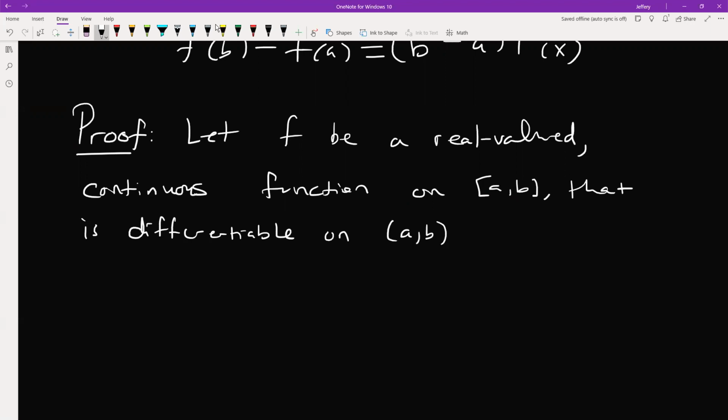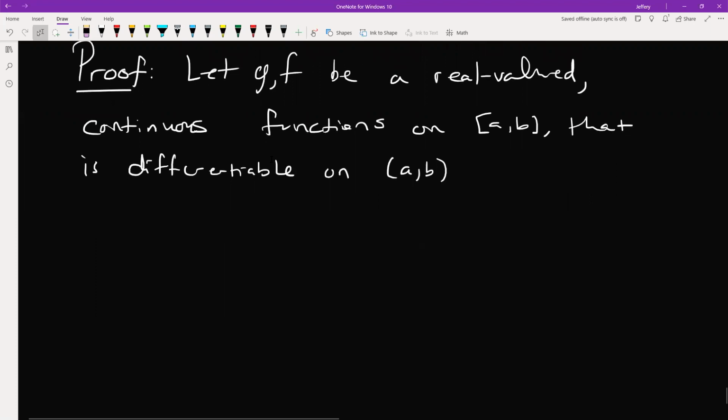And actually, let me just throw in g here. So we're going to say let g and f functions. So you're like, what's this about? Well, I'll show you. So f is a real valued function, g is a real valued function. They're continuous on a closed interval, and they are differentiable on a to b. So now I'm going to say let g of x equal x.